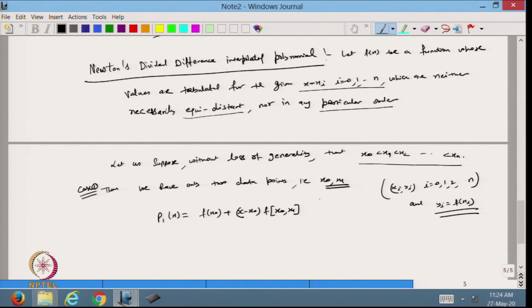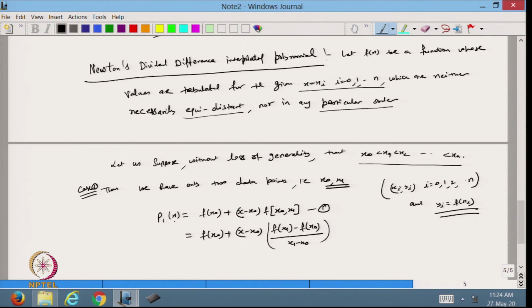Now, let us check this. So, now from here I know that if I am passing through 2 points, it should be linear. So, it is a linear interpolating polynomial, and if I put x equal to x0, so this x minus x0 will cancel out, I will get f(x0), that should be there, and if I put p1(x1), so this will be x1, and from here I can write as f of x1 minus f of x0 divided by x1 minus x0.